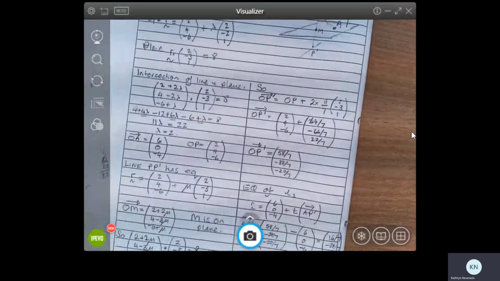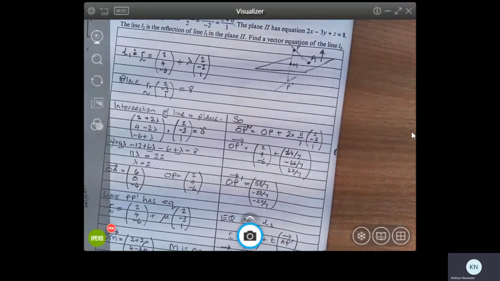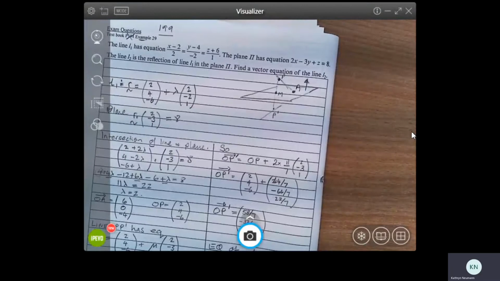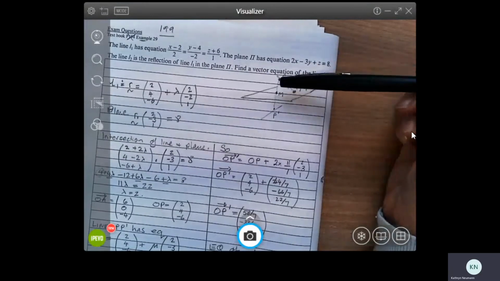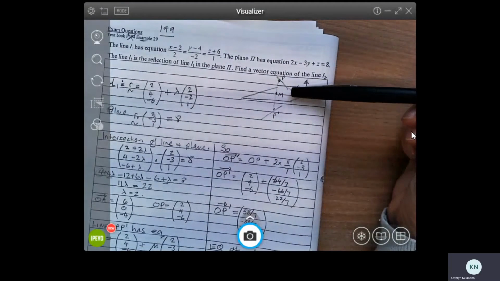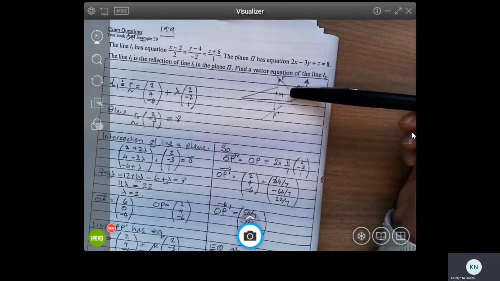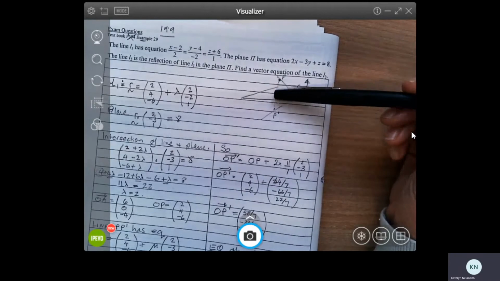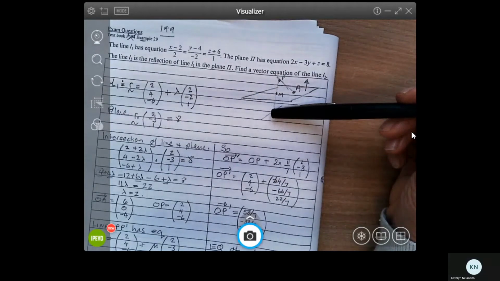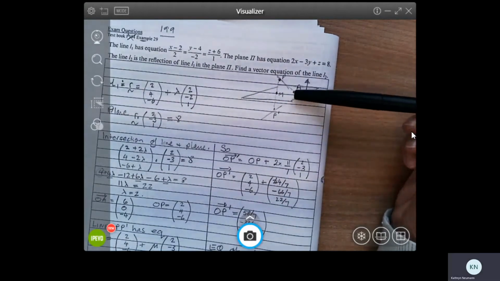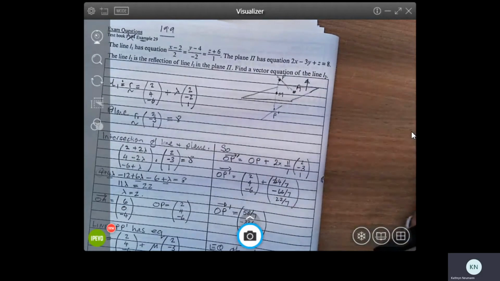So try to understand the overall outline of how this question is solved without thinking too much at this stage about the detail. If you want to reflect a line, then what you're going to do is find where that line intersects the plane? Where does the point P reflect to? And then what is the equation that takes you from A to P dash?